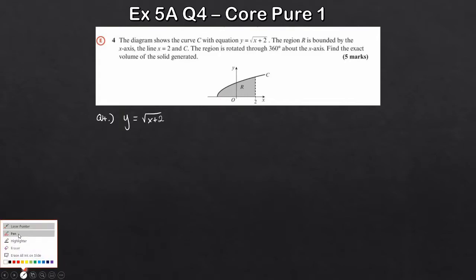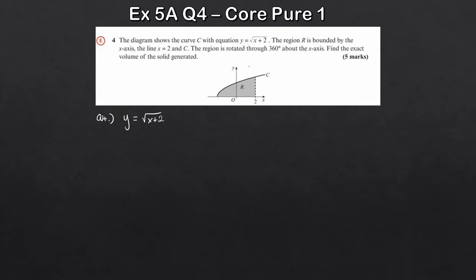And to calculate that, simply, all we're going to have to do is set y equal to 0. So this would be square root of x plus 2 is equal to 0. Well, if I square both sides here, I get x plus 2 is equal to 0. And then finally, take the 2 across as minus 2. So by balancing the equation, I get x equals minus 2. So that lower point there is minus 2. So now we've got that lower limit there of my integral.